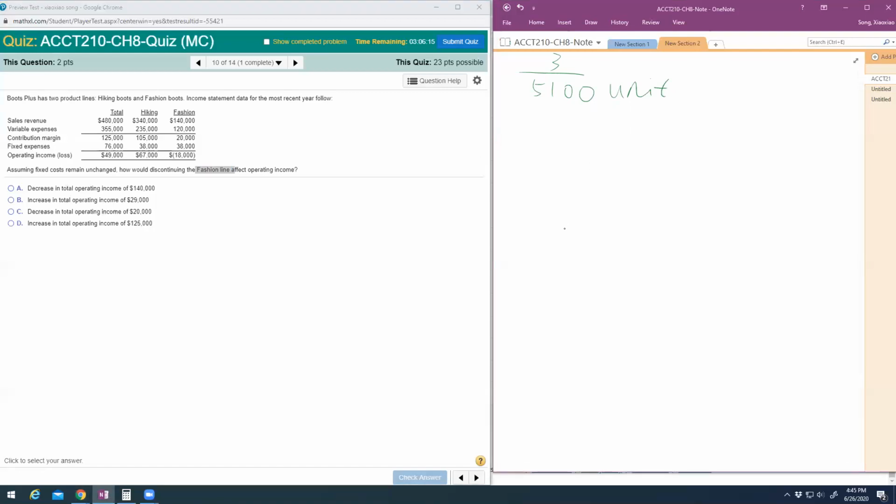This is our second scenario, discontinue. We look at the money we will save and the money we will lose. For this one, if we discontinue, we will lose contribution margin 20,000. Do we save anything? Assuming fixed costs remain unchanged, we save nothing. You tell me what your answer will be, and then I don't tell you, right? You are smarter than me. You should tell me your answer. Next one.